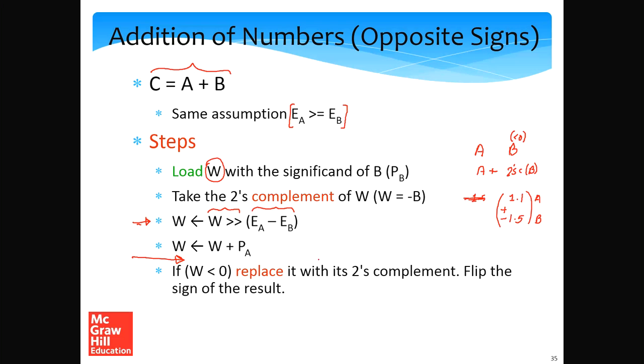We'll essentially replace W with the 2's complement of W, so basically we'll replace it with minus W, and we'll flip the sign bit of the result to indicate that. Initially the sign bit will be the sign of A, but if after addition the result is negative, then we will replace W with minus W and flip the sign of the result. In this case, initially the sign of the result is positive, but since we get minus 0.4 over here, we will flip the sign of the result, so it will become minus, and the mantissa significand and exponent will encode 0.4.